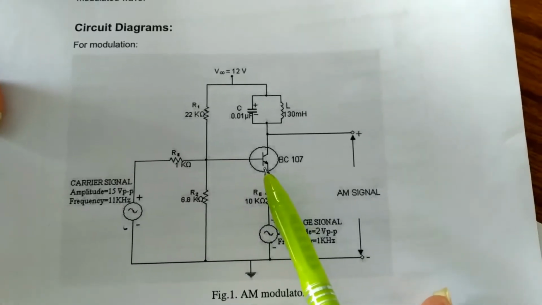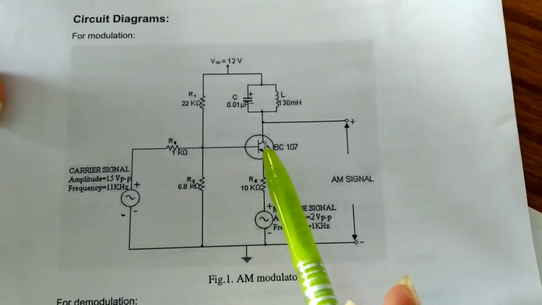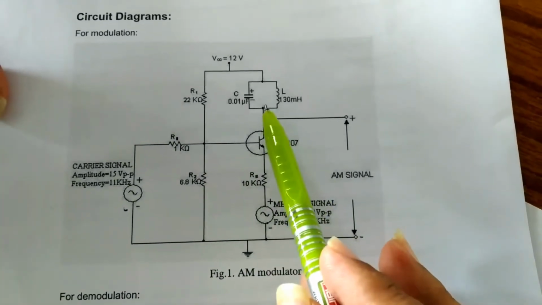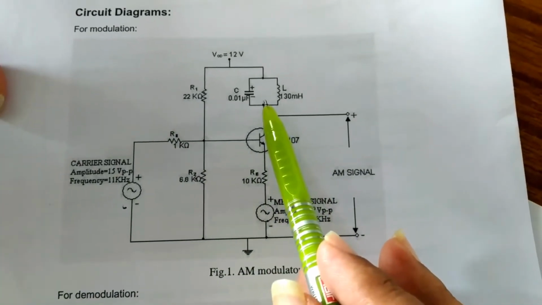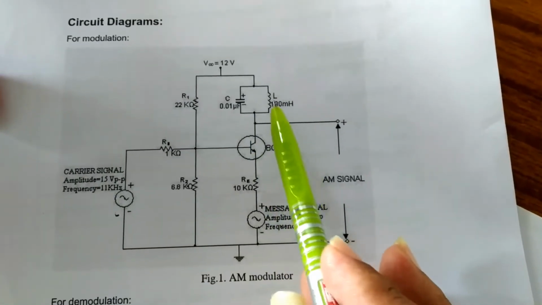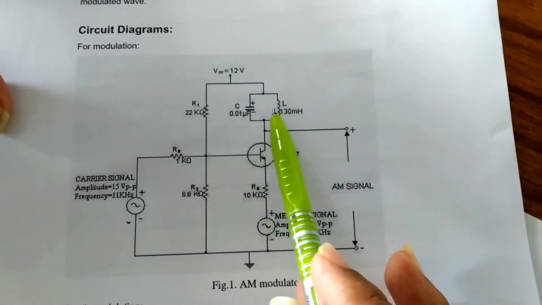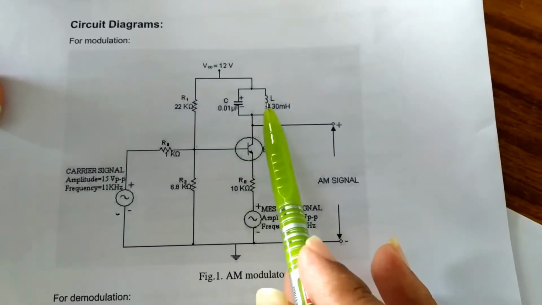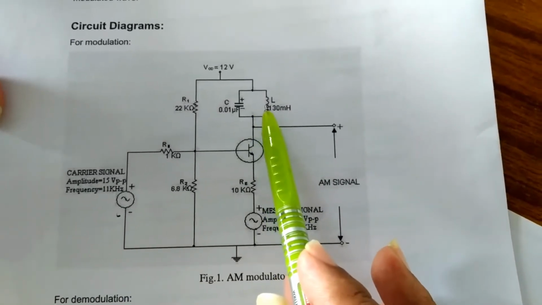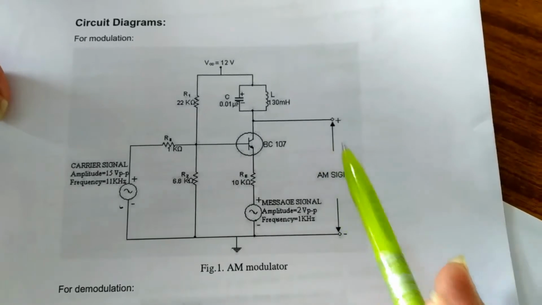Because of the nonlinear circuit, with the combination of carrier signal and message signal, many frequencies are generated. But what are the frequencies of the modulated signal? Only the carrier frequency FC, FC plus FM, and FC minus FM. Only to allow those frequencies, we use the capacitor and inductor, the tank circuit. With that it will allow only the AM modulated signal: FC plus FM, FC, FC minus FM. And this is the AM signal.